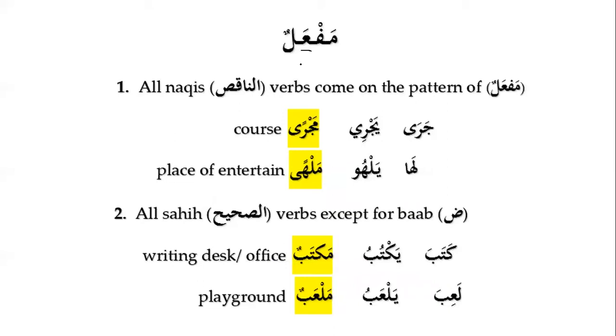This is used more than the other pattern. All naqis verbs, as we know, when they have a waw or ya as the third root letter, come on the pattern of maf'alun. For example, jara, yajri. Why do we say it is naqis? Because the third root letter is ya. So jara, yajri, and the dharf will be majran.